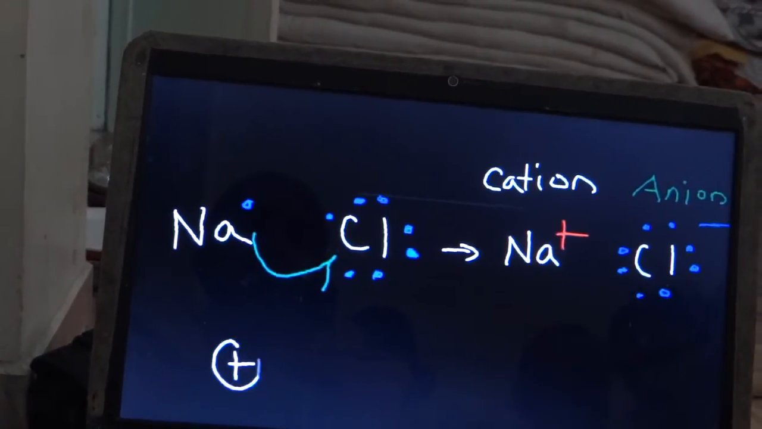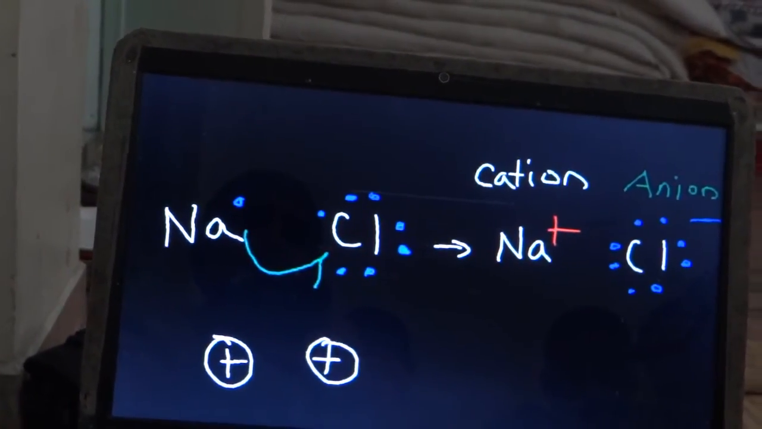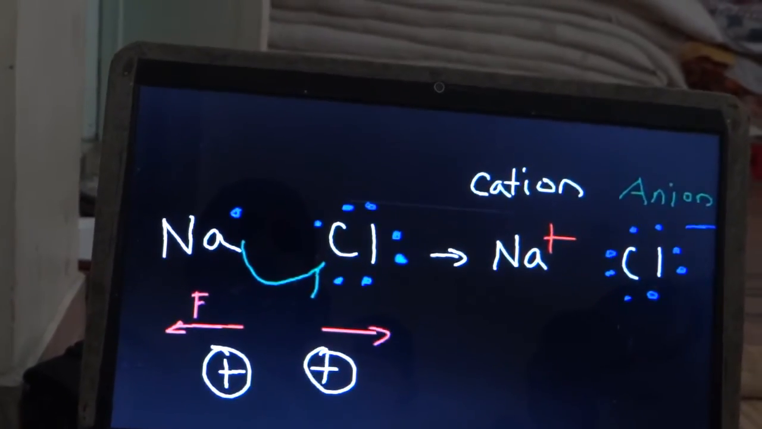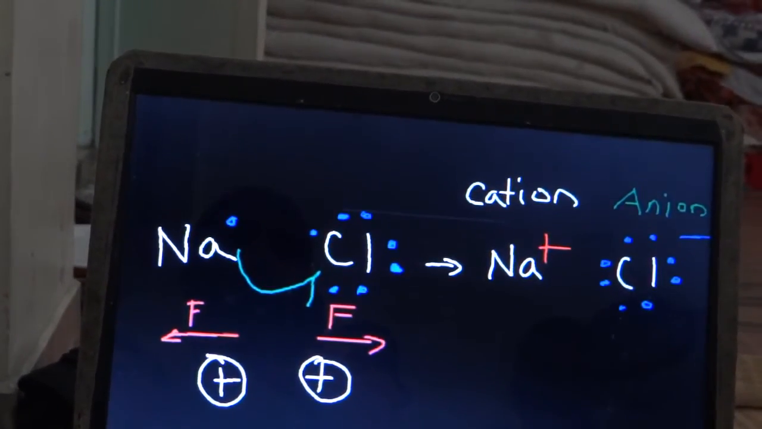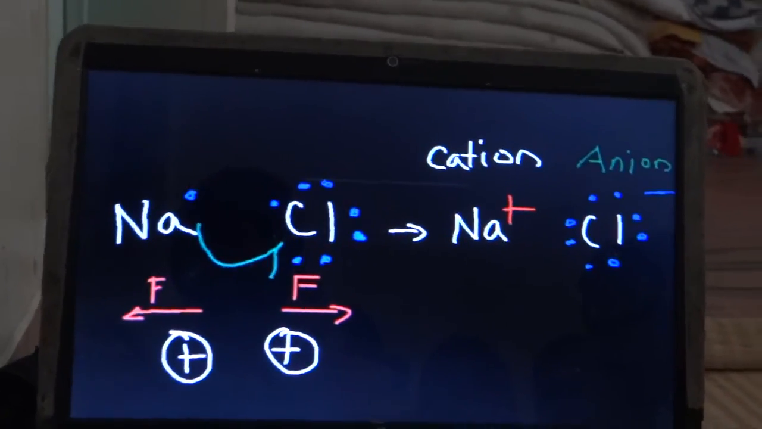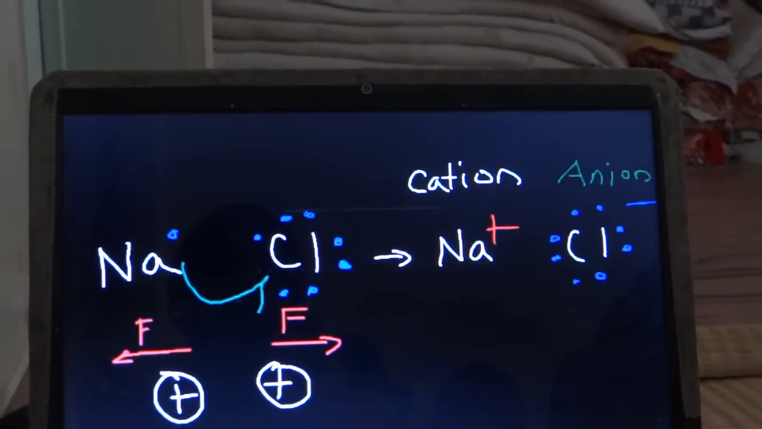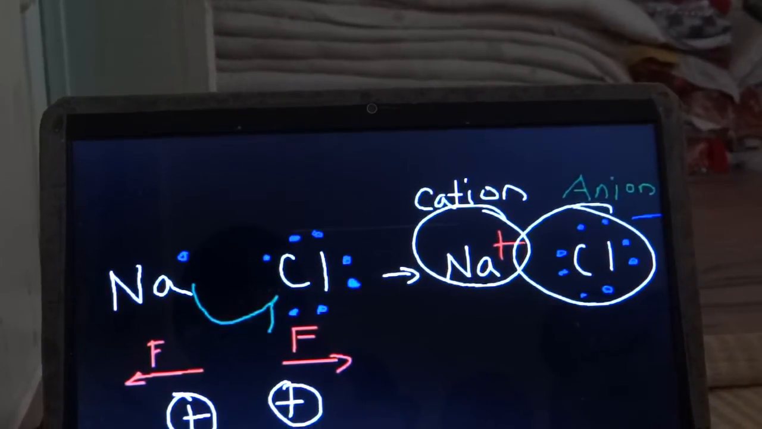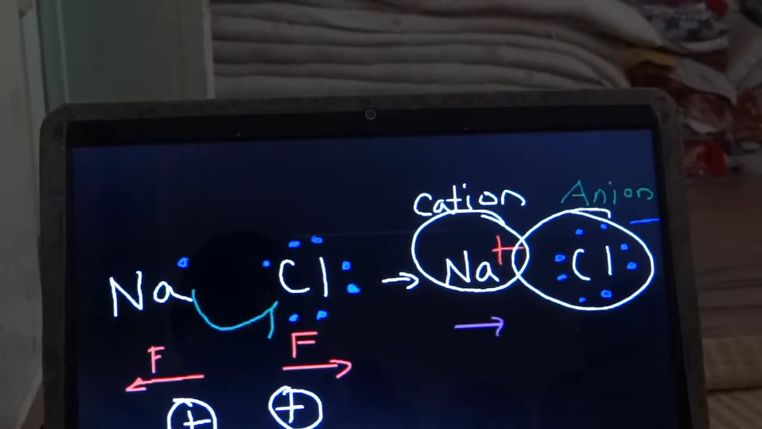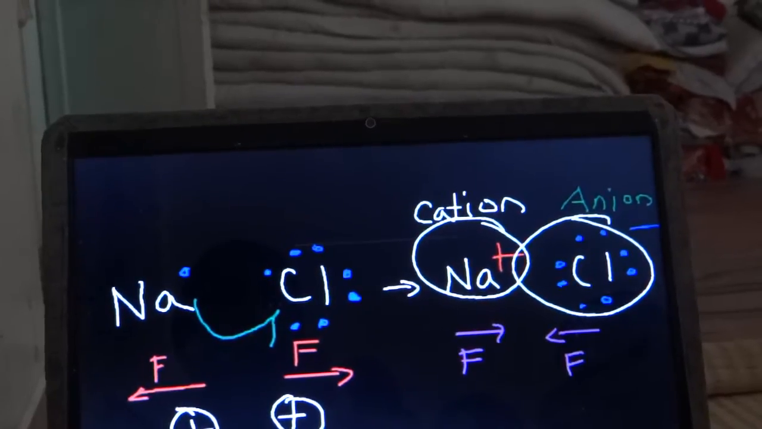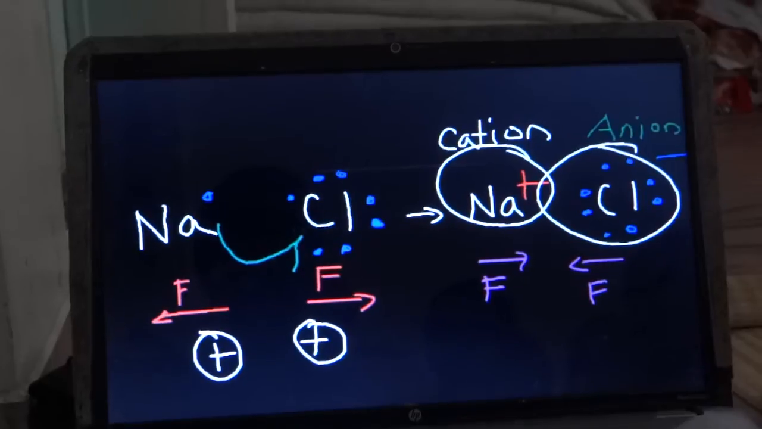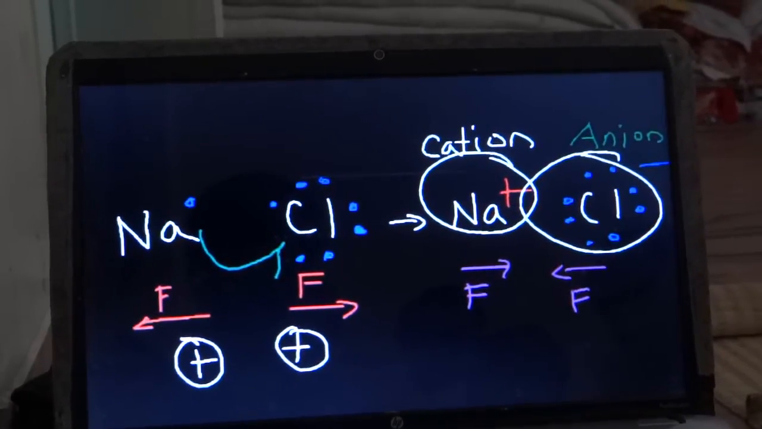Whenever you have two like charges next to each other, these two will feel a force that repels them. Like charges repel, but opposite charges attract. Now sodium has a positive charge. Chlorine has a negative charge. So these two ions feel a force of attraction that keeps them together. It is that electrostatic force of attraction that holds the ionic bonds together.